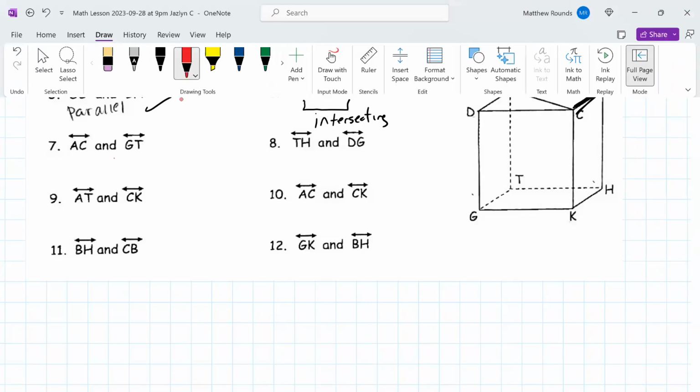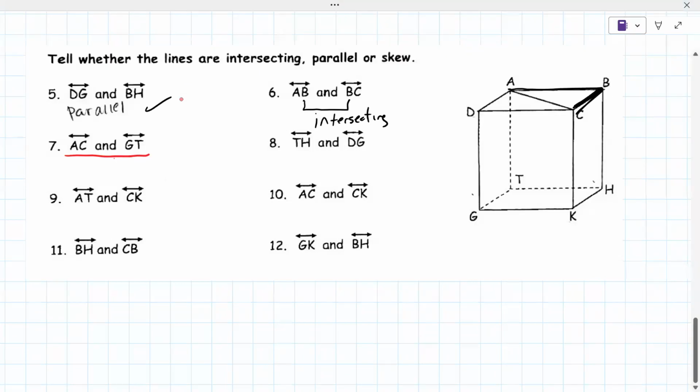All right, how about AC and GT? I've got the colored pencils, that's going to help here, but first of all, are they intersecting? If you extend them forever in each direction, do they ever hit? No, absolutely not. So they're not intersecting. Are they on the same plane? Parallel means you could grab a piece of paper and get the whole line on there. No. So they're definitely not parallel. That means they are skew.